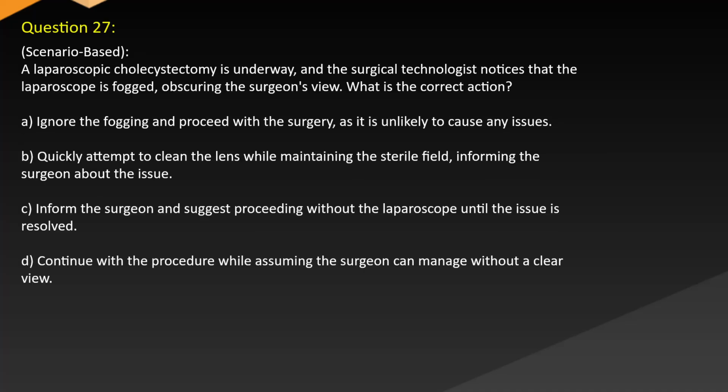Question 27. Scenario-based. A laparoscopic cholecystectomy is underway, and the surgical technologist notices that the laparoscope is fogged, obscuring the surgeon's view. What is the correct action? A. Ignore the fogging and proceed with the surgery as it is unlikely to cause any issues. B. Quickly attempt to clean the lens while maintaining the sterile field, informing the surgeon about the issue. C. Inform the surgeon and suggest proceeding without the laparoscope until the issue is resolved. D. Continue with the procedure while assuming the surgeon can manage without a clear view.